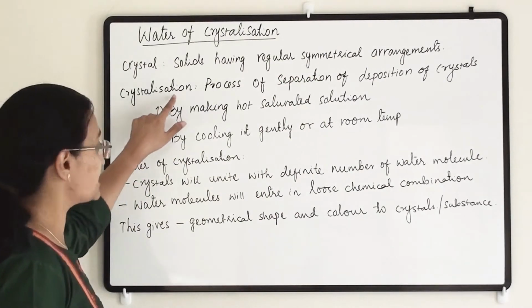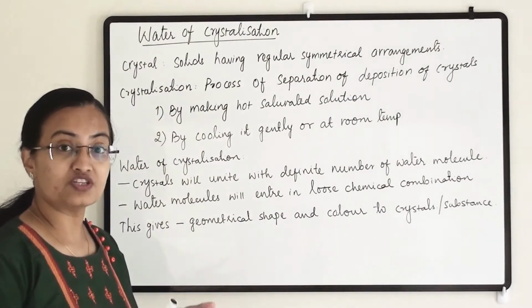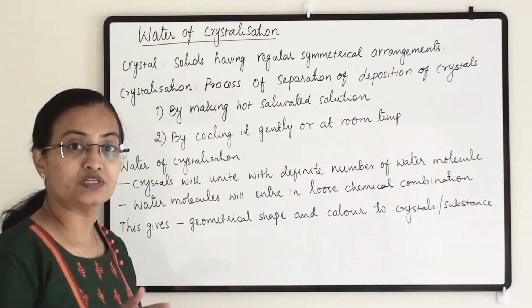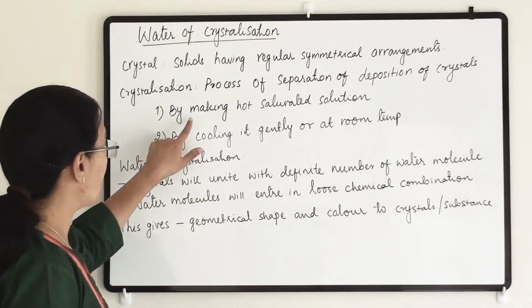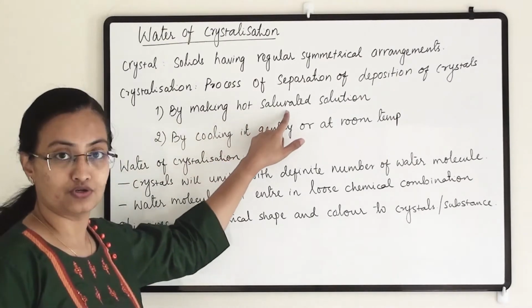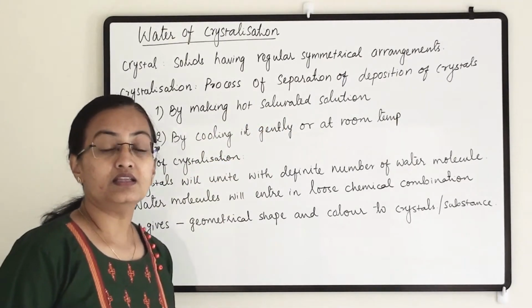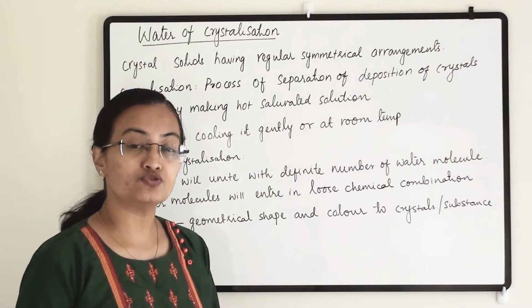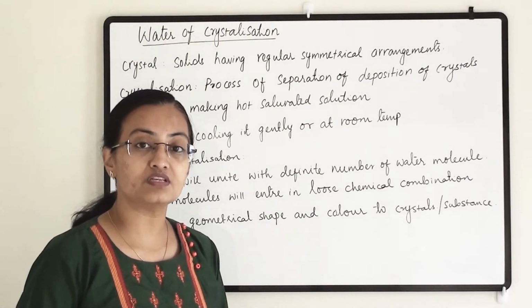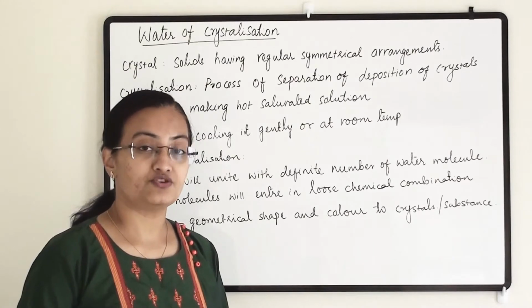Now what is crystallization? The process of making a crystal from a substance is known as crystallization. And how are we going to do that? By making a hot saturated solution. Earlier, in the segment on saturated, unsaturated and supersaturated solutions, we have seen how to make a supersaturated solution.